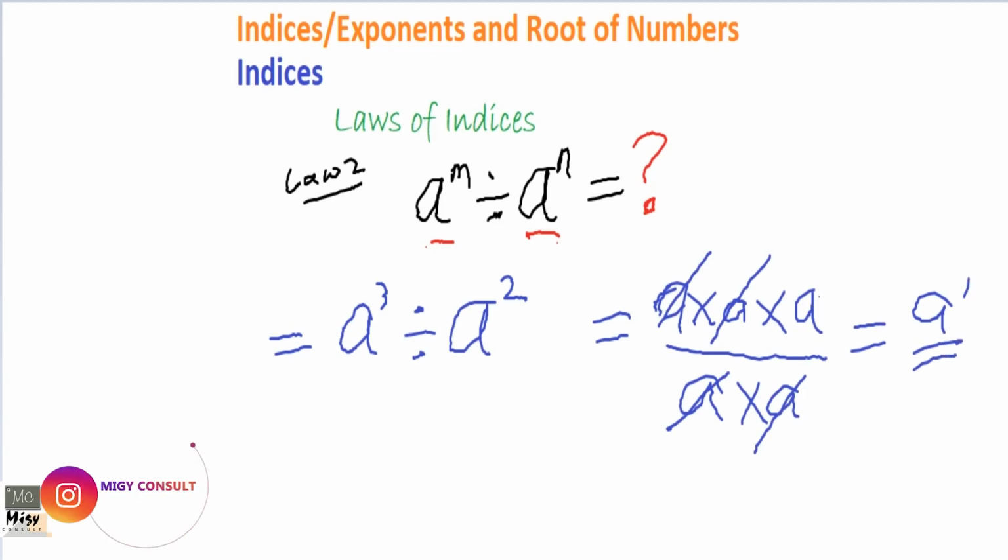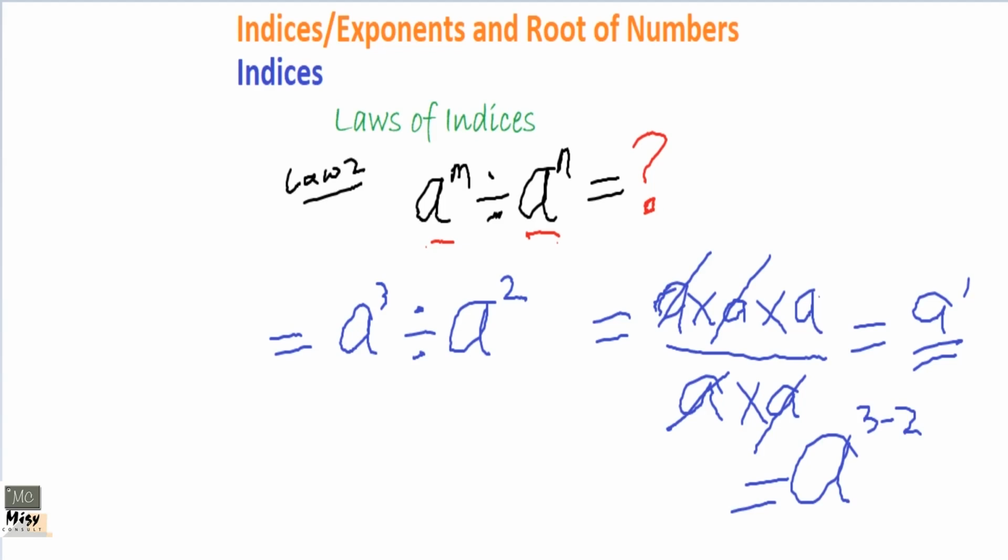Now let's look at what happened. It is between 3 and 2, that is m and n. So what did we do? We subtracted 3 minus 2, because when you look at 3 and 2, the answer is 1. It is when you subtract the 2 from the 3.